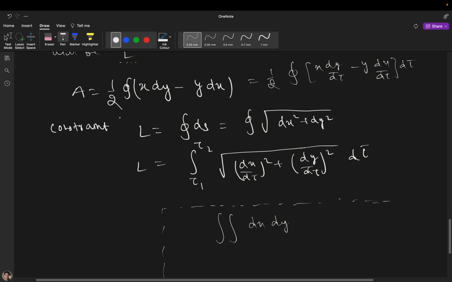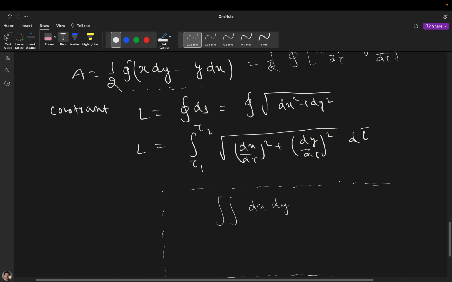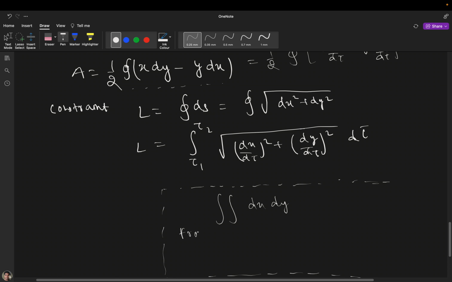Now it is saying that the area will be this. So I will apply Green's theorem. Do you know Green's theorem? Yes, sir, I know Green's theorem.